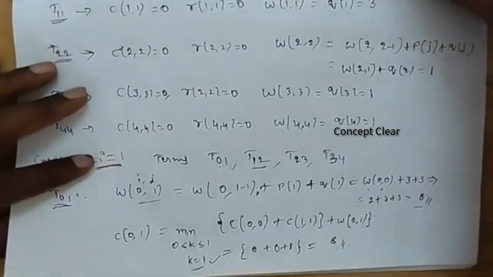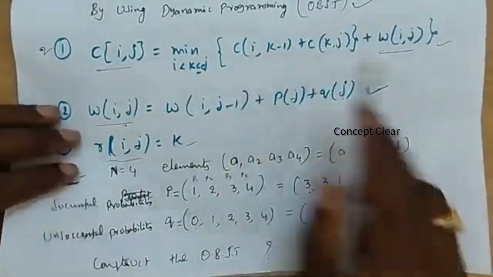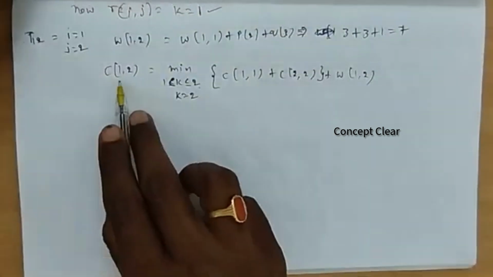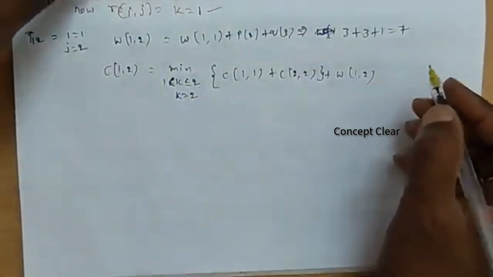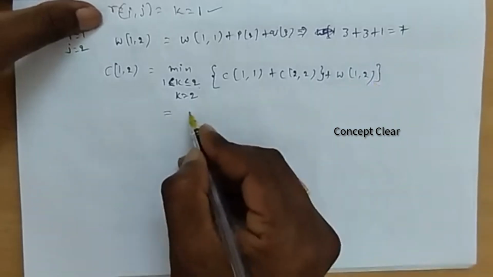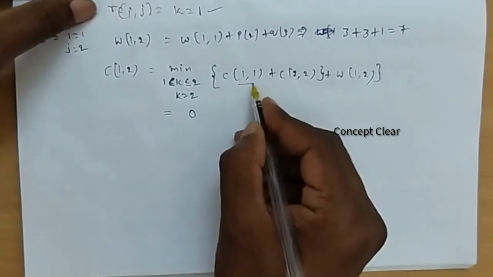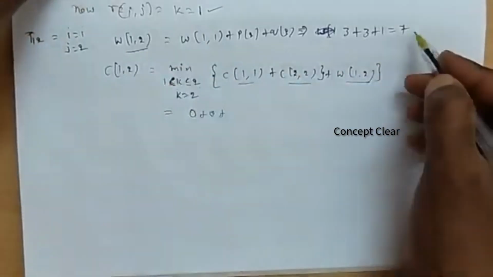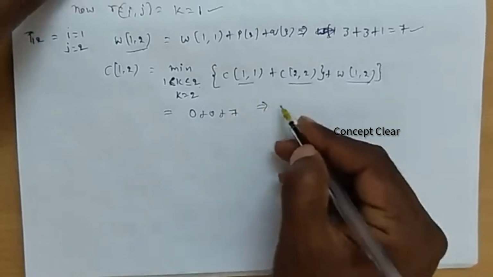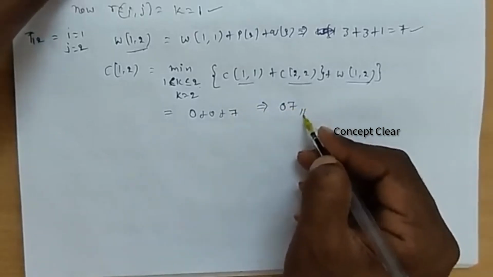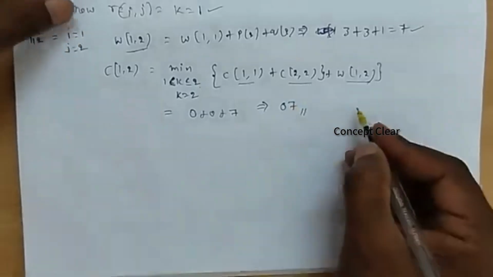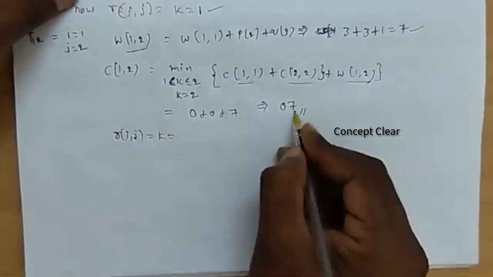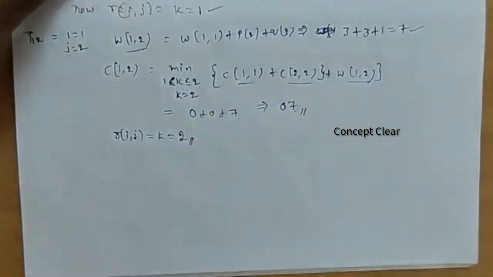Okay, check the equation here. Okay, this is the equation, plus W of I comma j, I value is 1, j value 2, so W of 1 comma 2. If you calculate this one, we will get 0, 1 comma 1 is 0 plus 2 comma 2 is 0 plus 1 comma 2, we will find out here 7. So what is the total value? 7. Okay, here C of 1 comma 2 is 7. So what is the R value? The condition is R of I comma j equals to K, K value is what? 2. So it is the R of 1 comma 2 value.